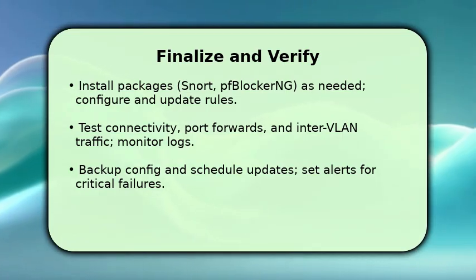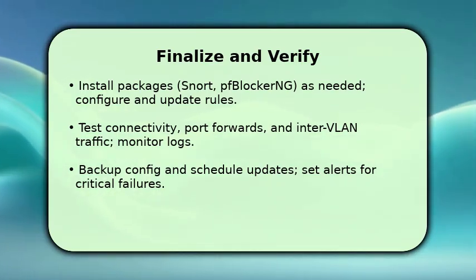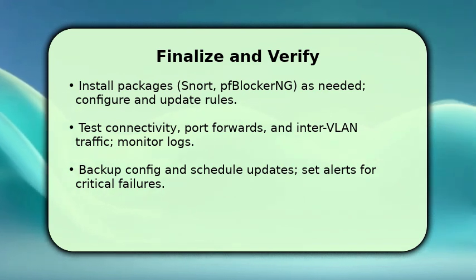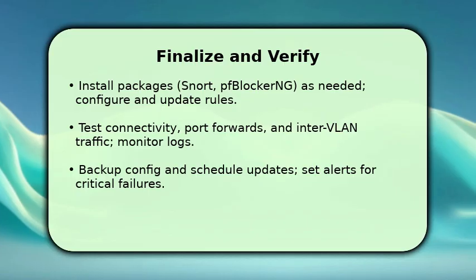expected. Monitor the firewall logs while testing. Once verified, export a full configuration backup and schedule automatic updates and backups. If something breaks, check the system logs and temporarily disable the most recent rule or NAT change. Roll back the config if you cannot quickly identify the culprit.